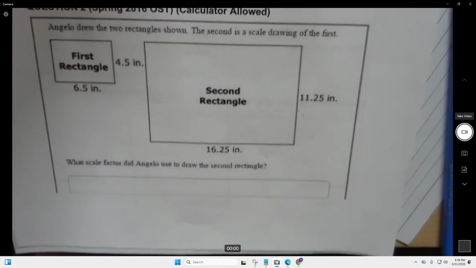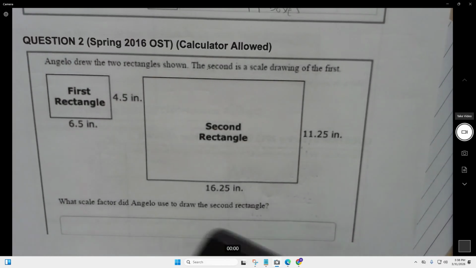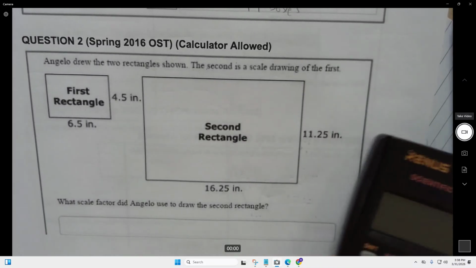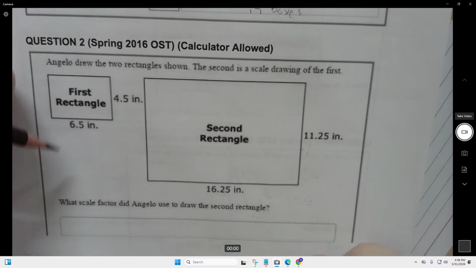Question 2. From the Spring 2016 OST, calculator allowed. Angelo draws the 2 rectangles shown. The second is a scale drawing of the first. What scale factor did Angelo use to draw the second rectangle?